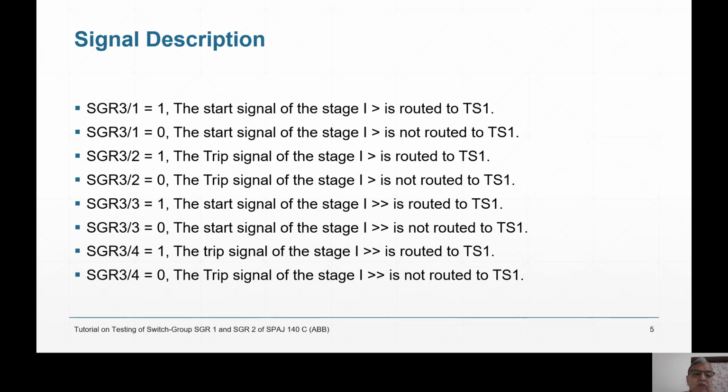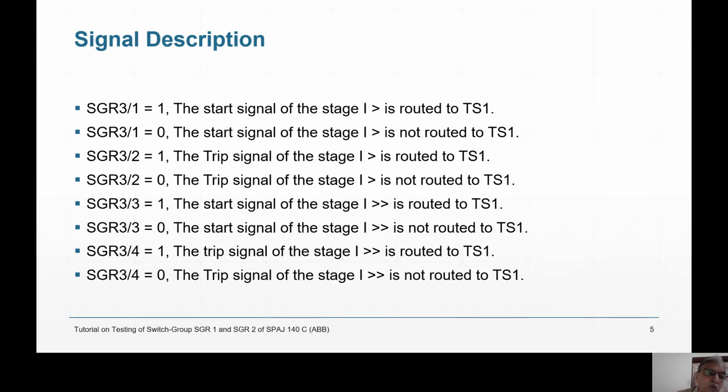If SGR32 equal to 1, the trip signal I greater than stage is routed to TS2, another relay, relay B, another relay E. That other relay E we have talked about is available for circuit breaker failure protection. So now if you use it for this purpose, you cannot use it for CBFP. That is very obvious. You can use it either for CBFP or for the double trip function.